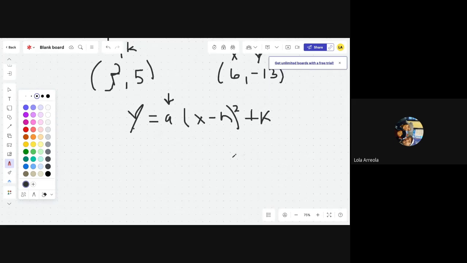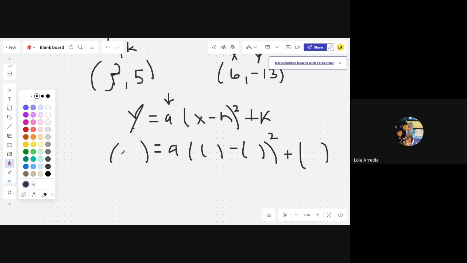Now again, a good habit before I plug in values is to put parentheses around each value I'm plugging in. I'm not plugging anything in for a, that's what I'm solving for, but I'm plugging in x, right? I'm plugging in h, so parentheses around h. I'm keeping the square, and I'm plugging in something for k.